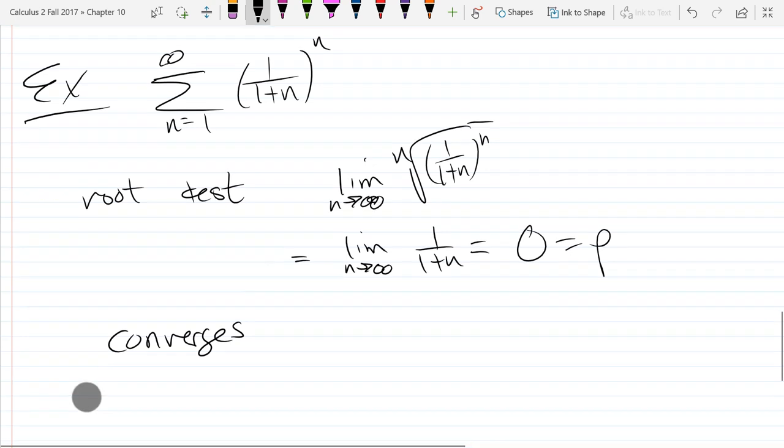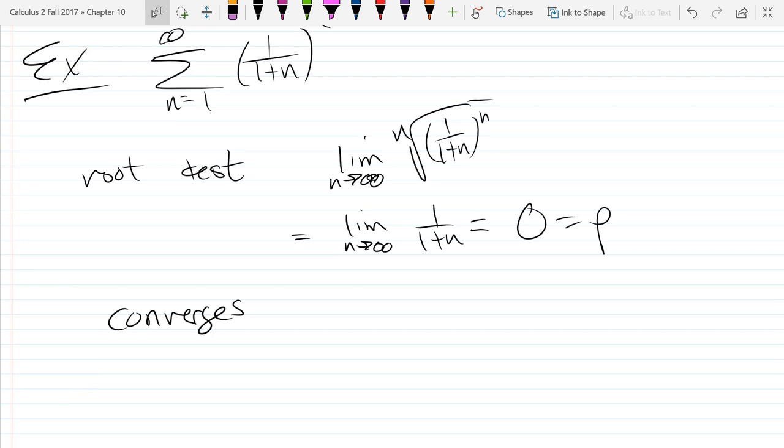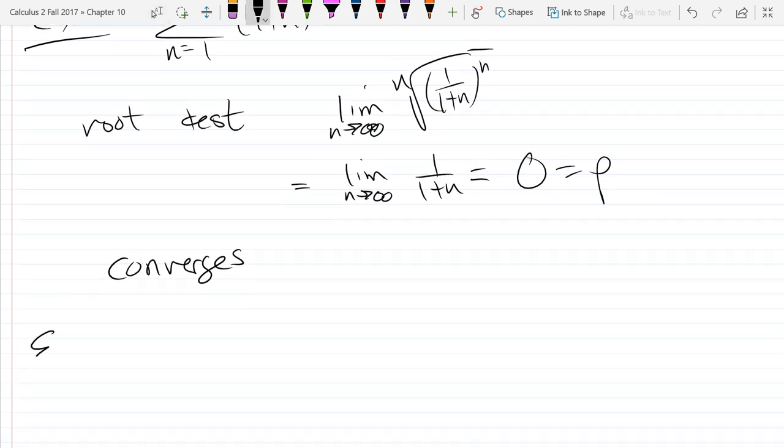So usually the root problems will be pretty obvious. It'll be stuff to an n power, and then you can just take the nth root. So we'll do the last problem in this section.